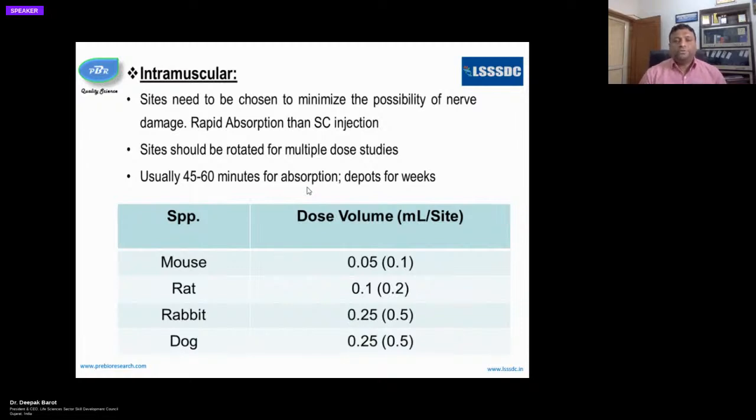Okay, so subcutaneous is easy to administer. Multiple dosage can be given at different sites. Again, for mouse, rat, rabbit, dog, these are the different dose volumes to be used. Here it's the other way around. Smaller is the species, smaller is the volume you can give intramuscularly. Larger is the species, you can give more. So as you can see in dog, the ideal dose volume per site is 250 microliters, which is just 50 microliters in mouse because the area available is less.